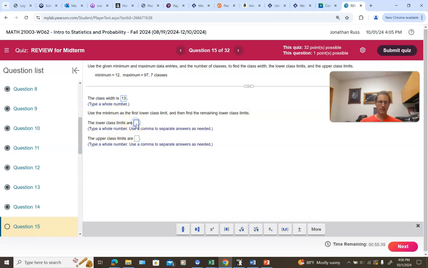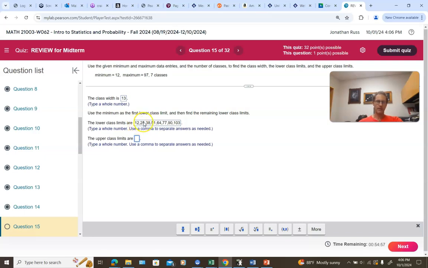Now the lower class limits, they're going to start at this minimum. So they're going to start at 12. And then you just keep adding 13. So 12, 25, if I keep adding 13, let's see, what would I have? 38, 51, 64, another 13 would be 77, 90, and 103, okay? And then the upper class limits are going to be, well, the 12, we'll look at this.